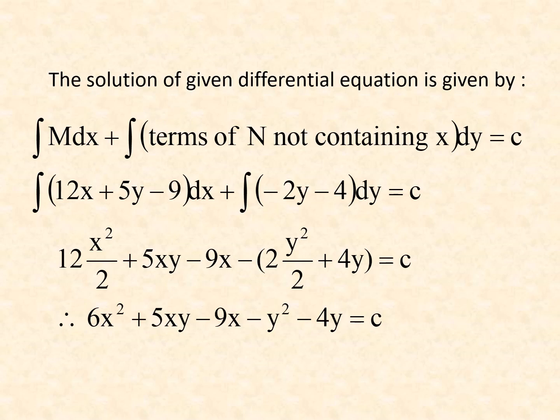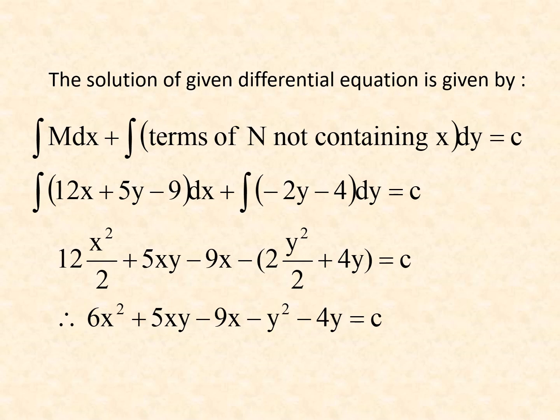The formula is integral of M dx plus integral of N dy, but make sure it does not contain x terms, equals c. Write down the M and N values here. First write the integral of M value, 12x plus 5y minus 9, dx, plus the integral. Before writing the N value, make sure that it does not contain x terms. So minus 2y minus 4 dy equals c.